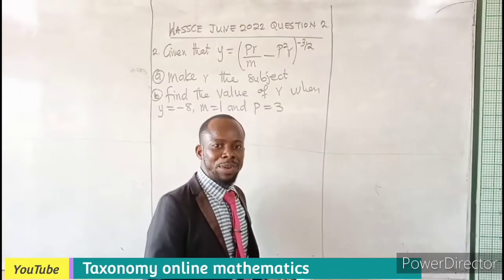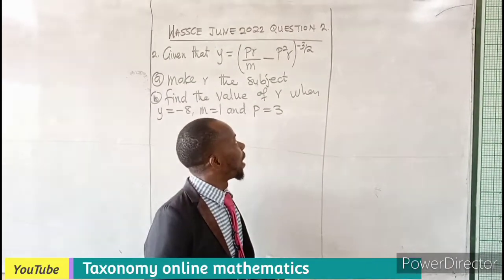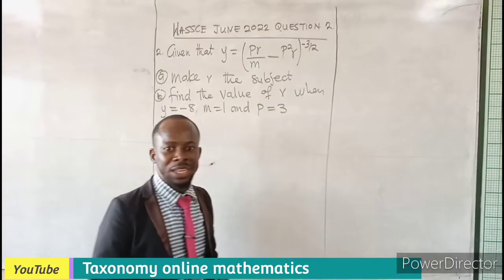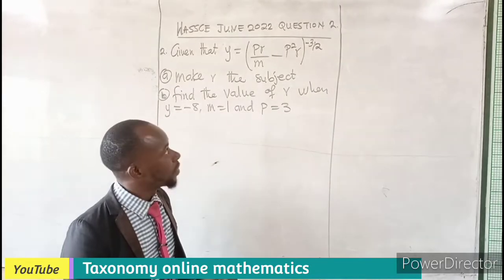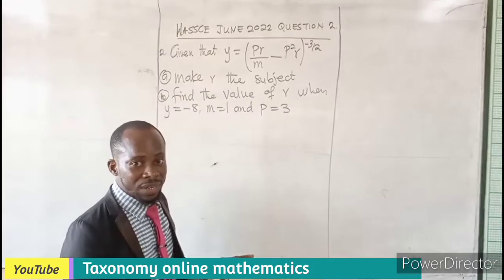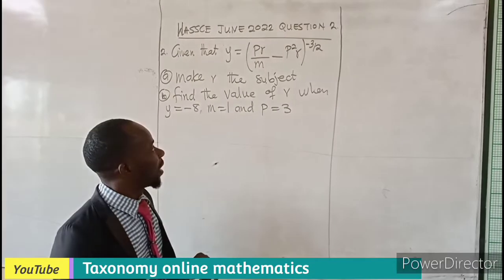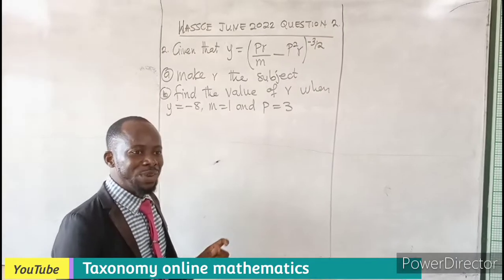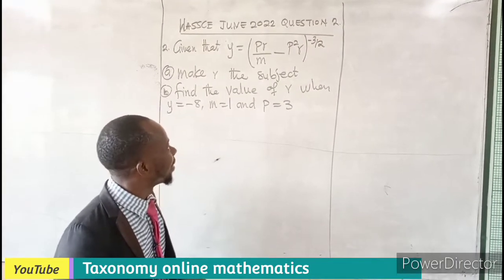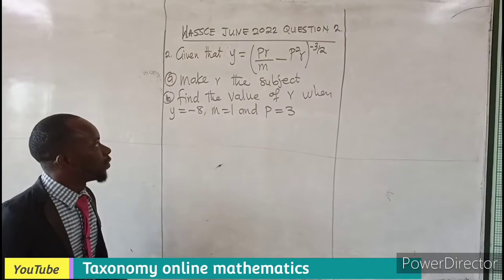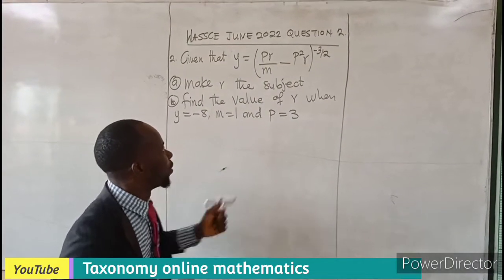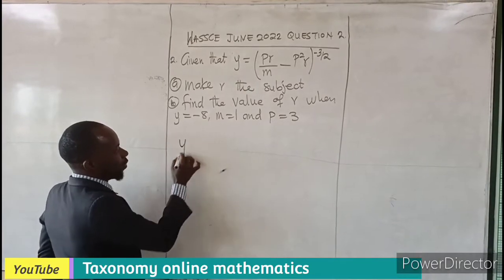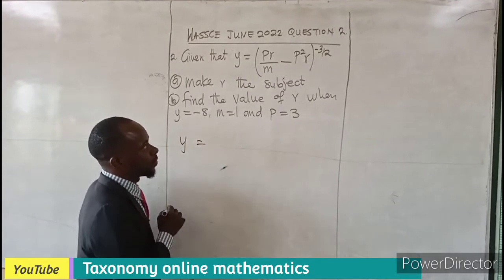Welcome to Taxonomy Online Mathematics. Today we are taking the second question of the just-ended WASSCE question paper. We are done with the first one. The second one is on change of subject, a bit of a combination of indices. We are to make R the subject of this particular relation. So let's see how we can provide an answer to this.